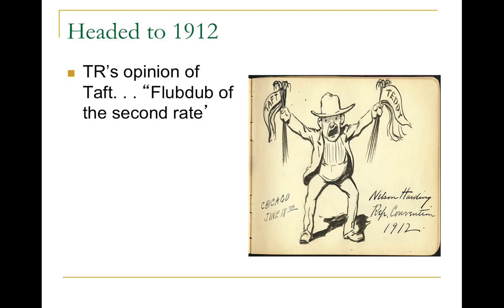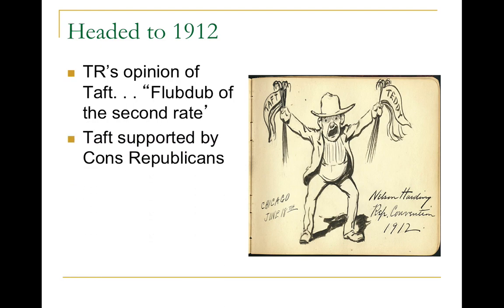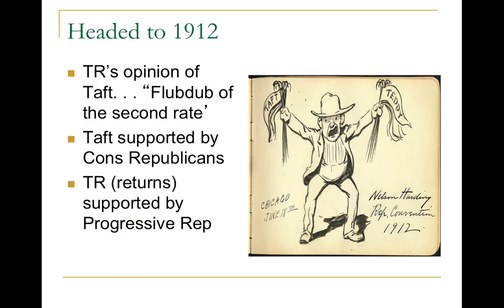He attacks his BFF Taft and calls him a flub-dub of the second rate, making fun of his weight and his intellectual abilities. Taft is supported by the conservative Republicans. TR is supported by the progressive Republicans. The Republicans nominate Taft, this hand, to run for president. But trust me, TR is not a quitter, and TR decides to continue to run for president as being a member of a third party.